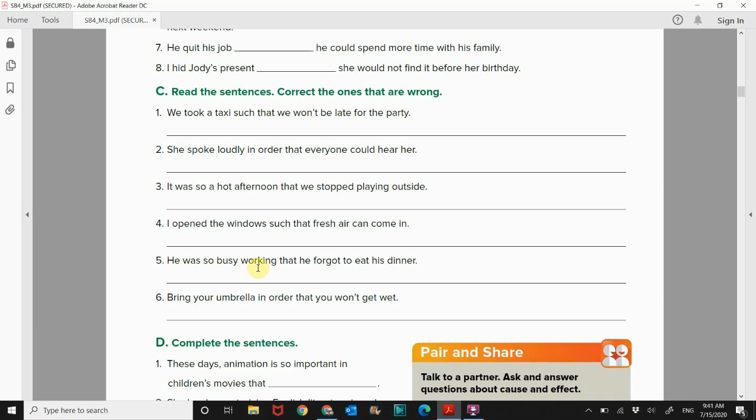This is correct. Number 6, bring your umbrella in order that you won't get wet. All right, this is also correct. If you want to, you can change this to "so that", but this one is correct.